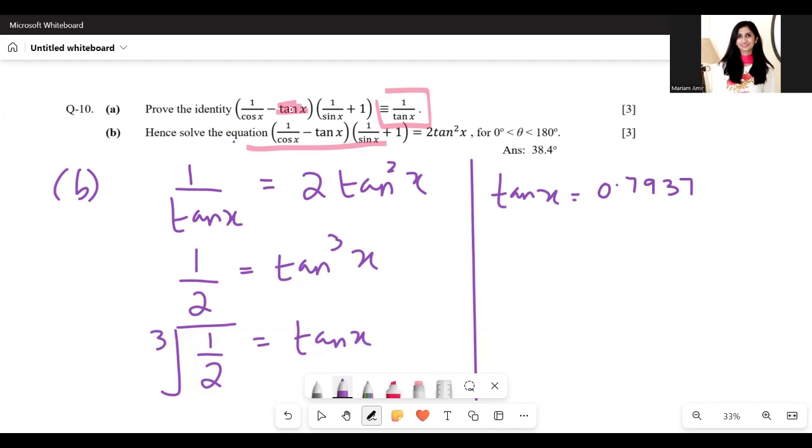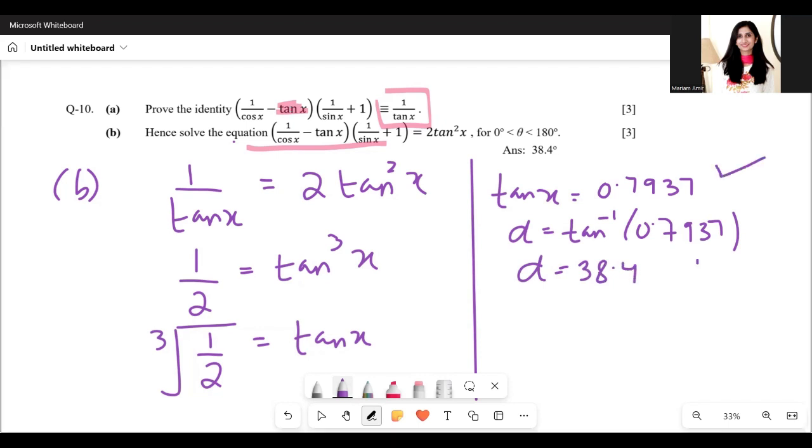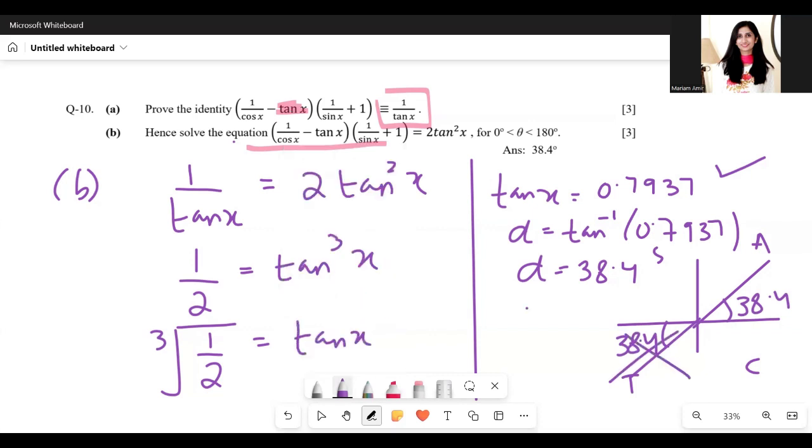Okay, so now I'm going to find the absolute angle by taking tan inverse of this, which gives, shift tan, answer. That gives 38.4. Now tan theta is positive in the first quadrant and the third quadrant. So we have 38.4 here and 38.4 here. However, this will not be included in the answer since it is out of the domain, which is 0 to 180 degrees. So our only answer is theta equals 38.4.